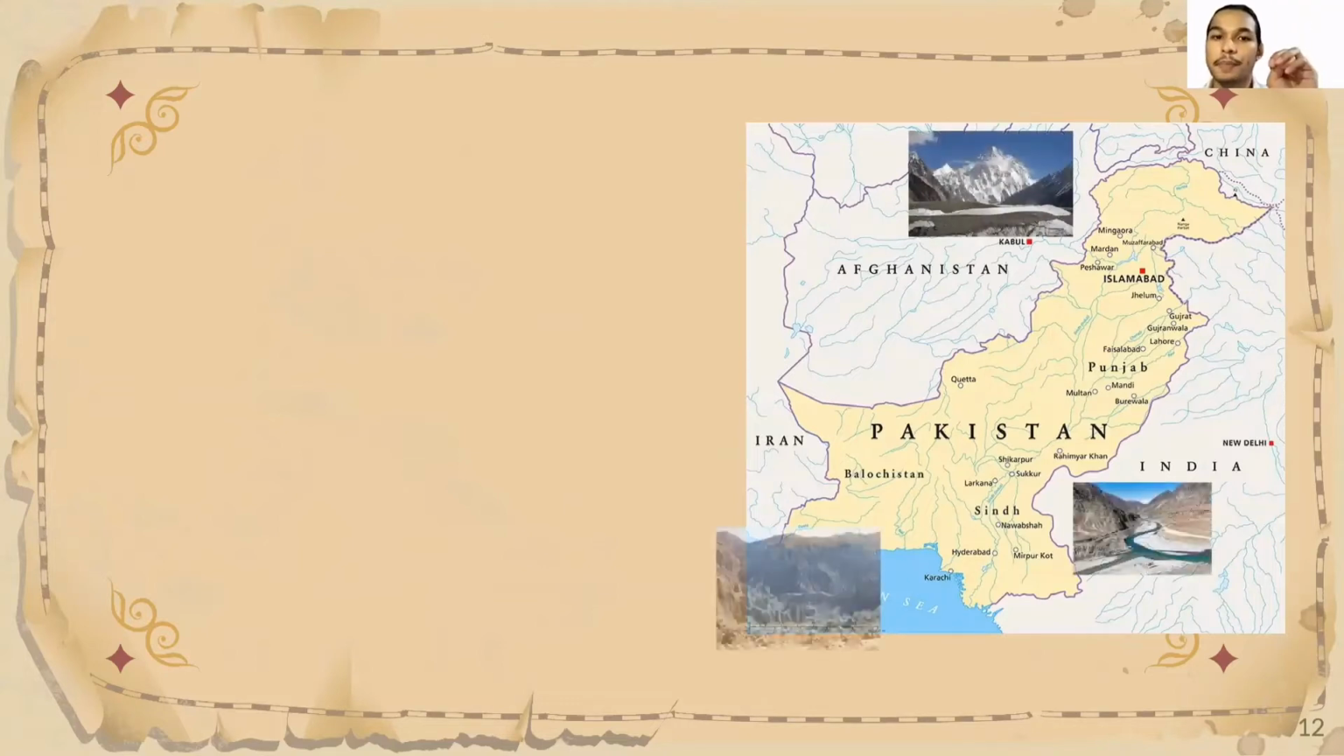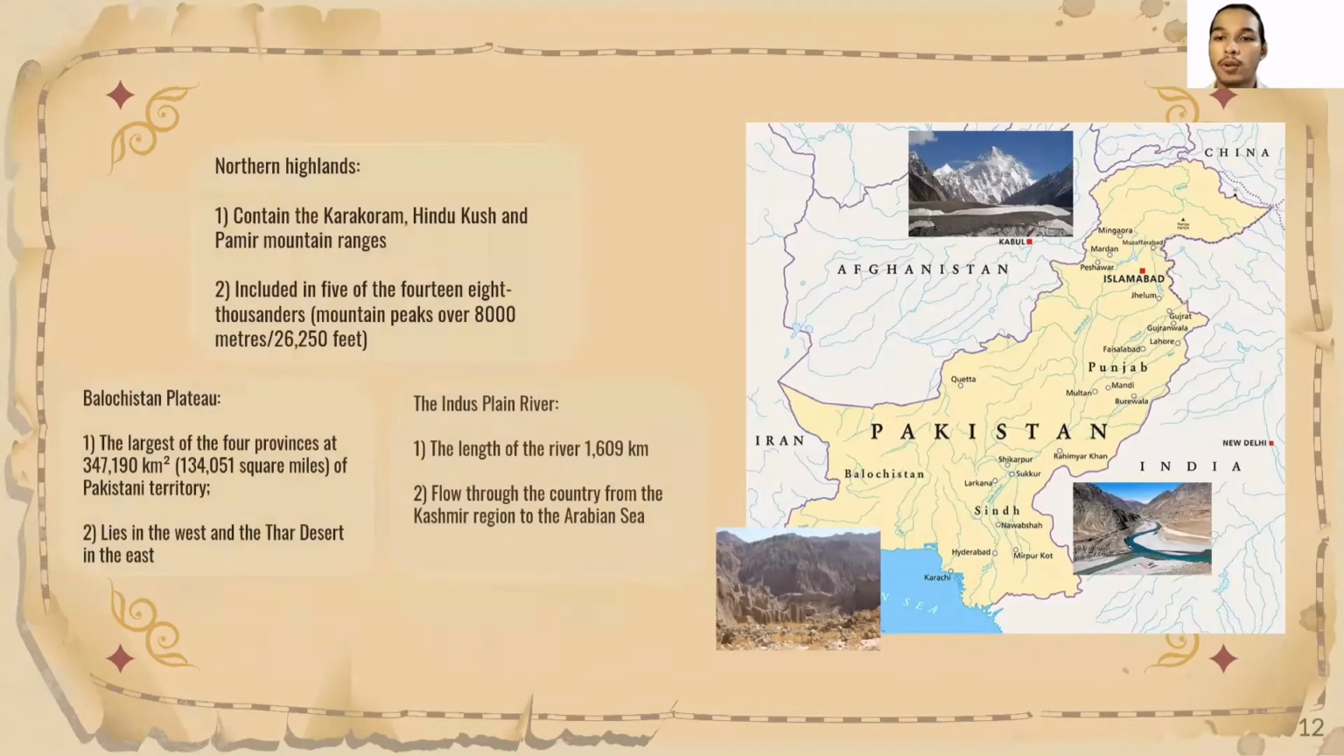the Balochistan Plateau. The Northern Highlands contain the Karakoram, Hindu Kush, and Pamir mountain ranges, which contain some of the world's highest peaks, including 5 of the 14 8,000ers, which attract adventurers and mountaineers from all over the world.